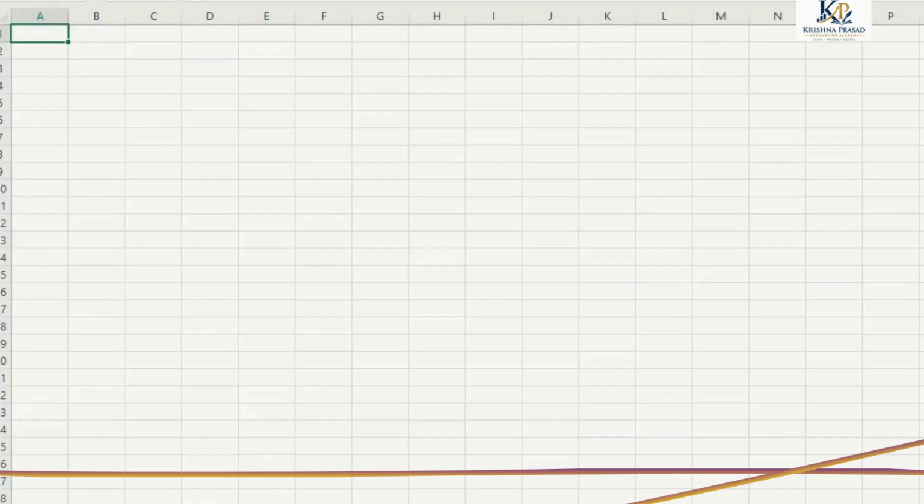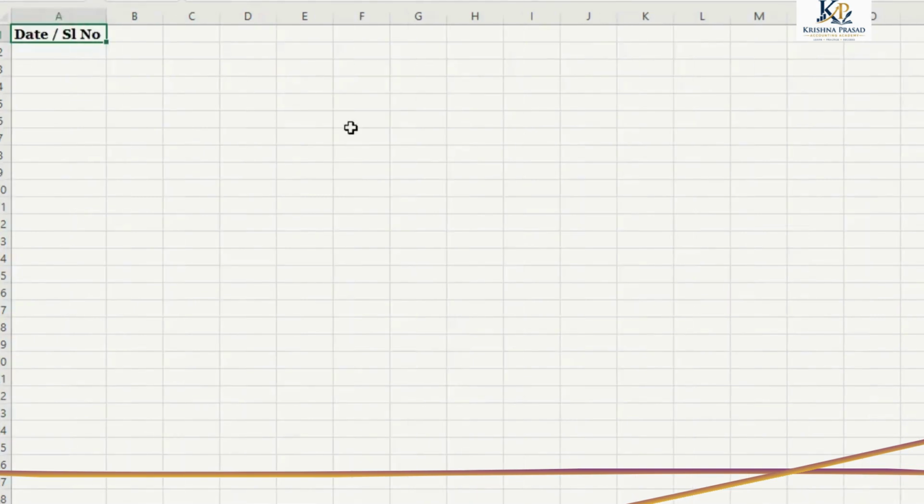So the journal book consists of a total of 5 columns. In that, the first column is the date or serial number. Date means everyone knows about that, the date on which the transaction happened. But what about the serial?